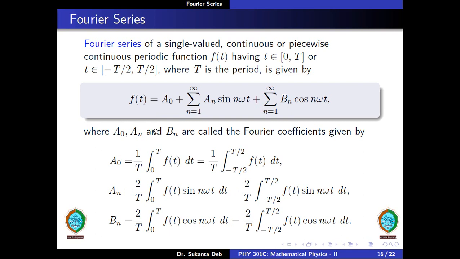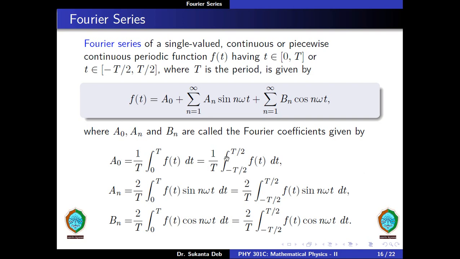These coefficients a naught, a n and b n are called the Fourier coefficients and are given by these expressions. So capital A naught is equal to 1 by T into the integral from 0 to capital T of f of t dt. This is nothing but the mean value of the function over the interval 0 to capital T. So we can write this also as 1 by capital T, and this interval 0 to T can be written as minus T by 2 to plus T by 2.